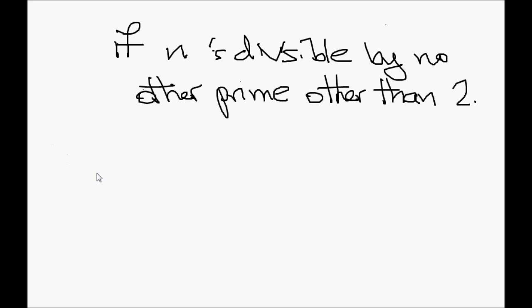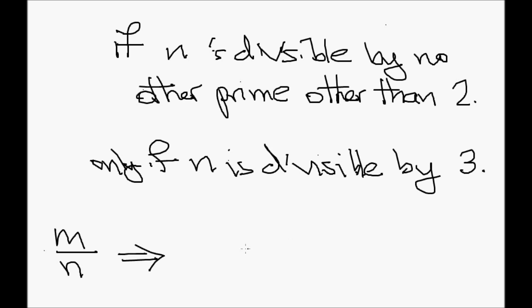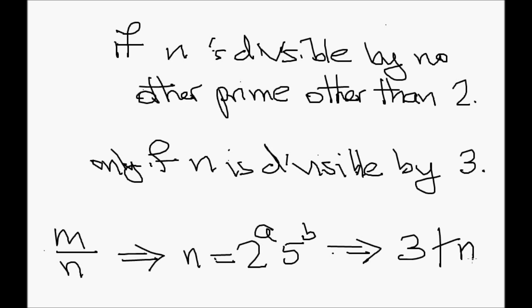Okay, for the second part, it is only if n is not divisible by 3. The theorem is that if you have m over n terminates, that implies that n is equal to 2 to the a times 5 to the b, and that implies that 3 is not a factor of n.